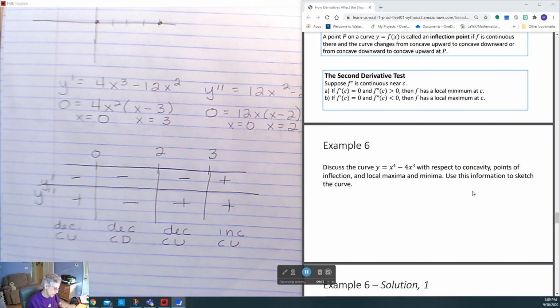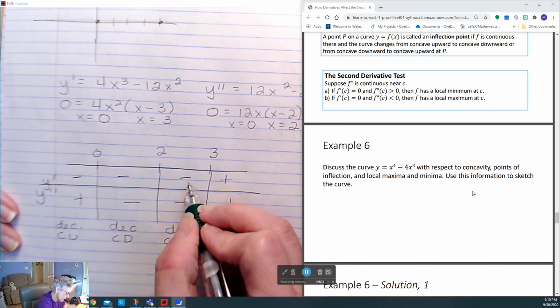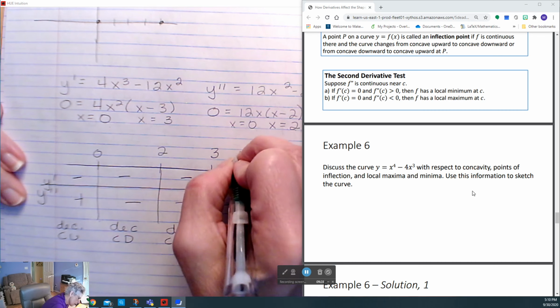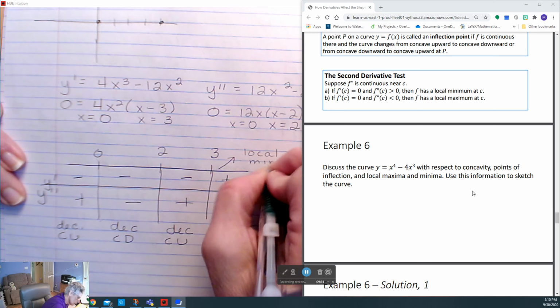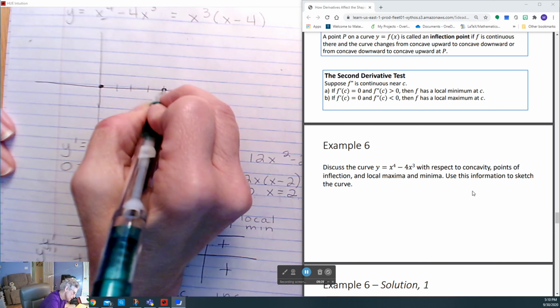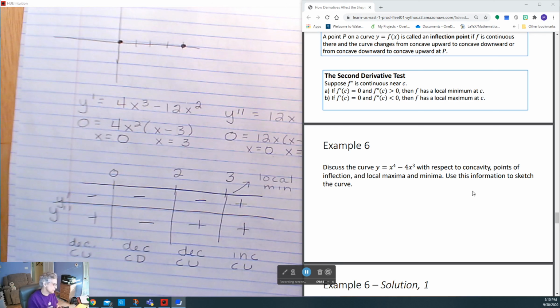Now, if I want to get a pretty good idea of what this looks like, I want to plot some points. So we have an inflection point at 0. We have an inflection point at 2. And at 3, we change from decreasing to increasing. So we have a local min. I do know where it crosses the x-axis here at 0 and at 4. So let's see what the function value is at these other important points here.